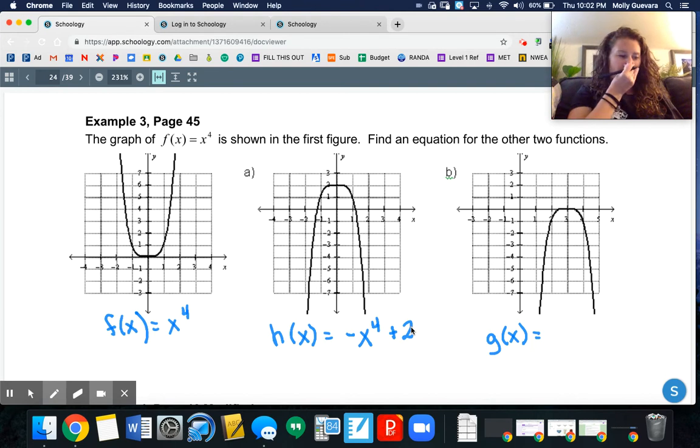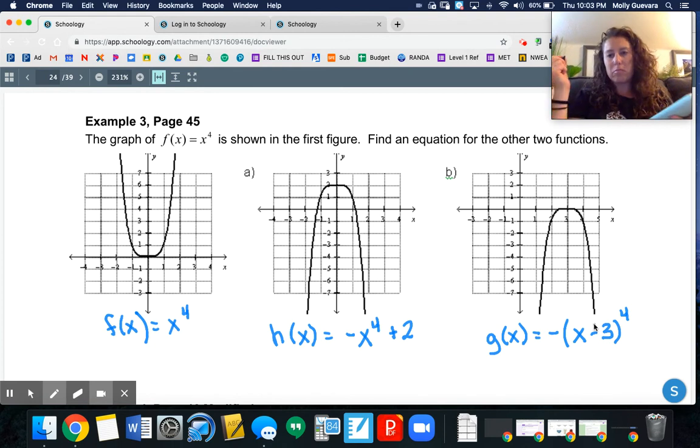For B, let's look. Not only is it flipping downward, but it's also been moved to the right. So since it's flipping downward, I have a negative. And then since it's moved to the right, I have x minus 3 to the fourth. The reason it's a minus 3 is because we went to the right. And then this has not been moved up or down, so I'm done.